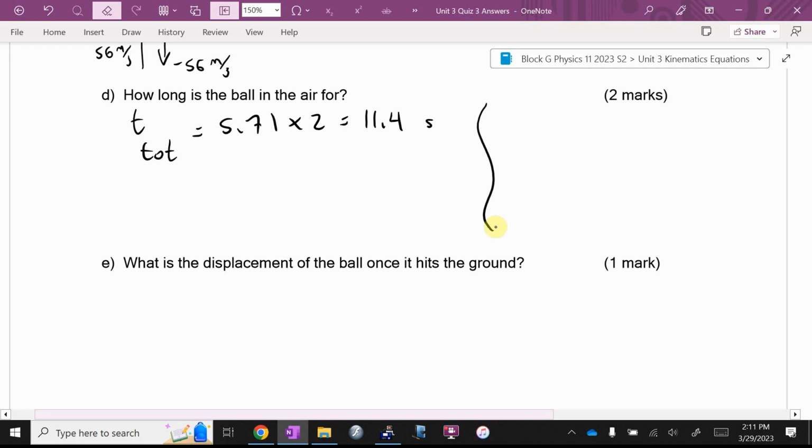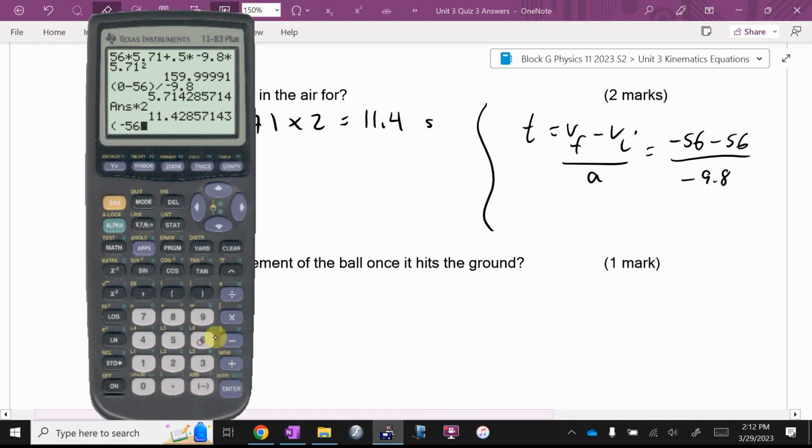The other thing you could have done is T equals VF minus VI over A: negative 56 minus 56, all over negative 9.8. Same answer. Okay. We are at a stage, especially if there's a part B or a part C, where you've got multiple options. As long as you're getting the same answer as me, I'll probably give you credit for it. I usually choose either the laziest method or the one where I don't want to use an answer to find an answer on a test, in case I get it wrong accidentally.